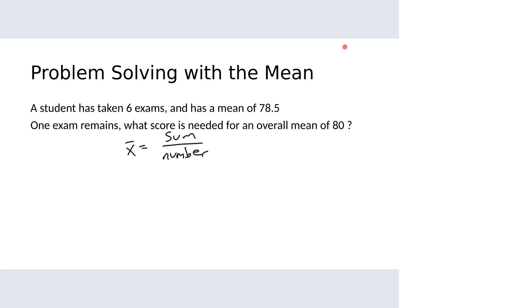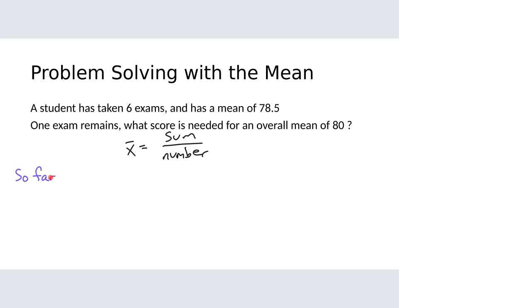A student has taken 6 exams and has a mean of 78.5. One exam remains. What score is needed for an overall mean of 80? The way we approach these is we look at what the student has done so far.